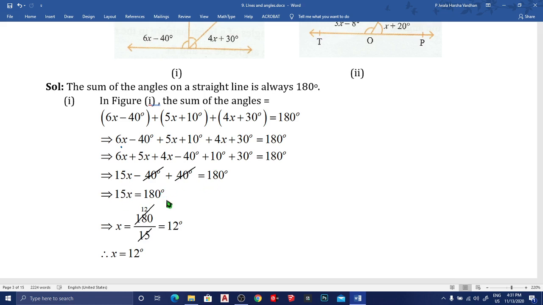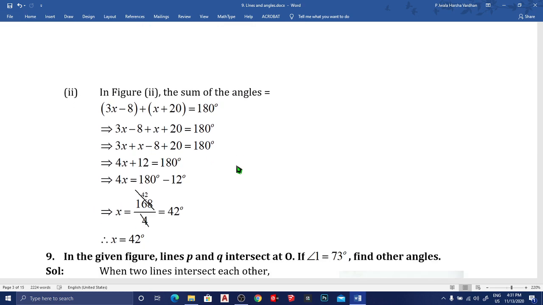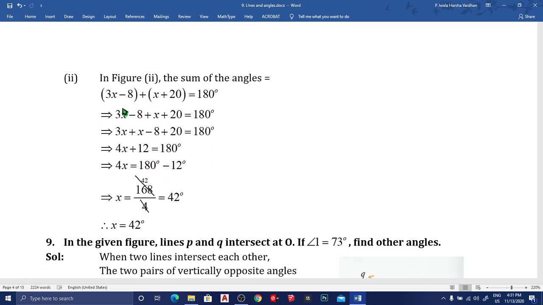So you will get 15x is equal to 180. Then x is equal to 180 by 15, by sending the 15 to this side. Okay, here 15 ones are 15, 3 will be there, 15 twos are 30. So x is equal to 12 degrees. So this is the answer for the first one. You can find the individual angles also. If you substitute this x value in the individual expressions, you will get the individual angles also. By adding all these three angles, you will get 180 degrees.